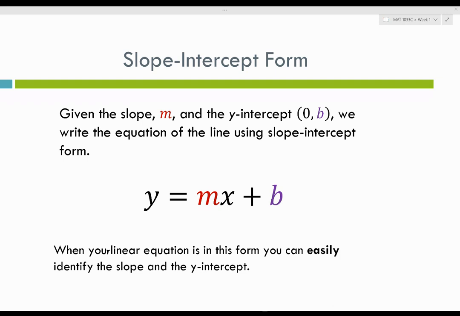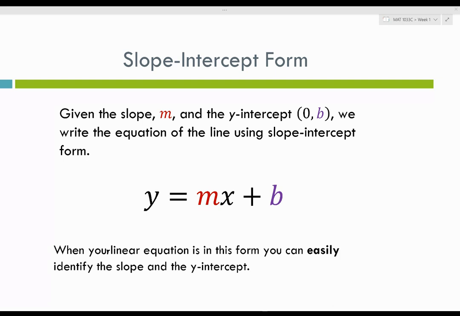Hey, you guys, we're going to continue our discussion about slope. All right, so now it says slope-intercept form. So what it is, by definition, it says given the slope m and the y-intercept (0, b), we write the equation of a line using slope-intercept form, which is y equals mx plus b.